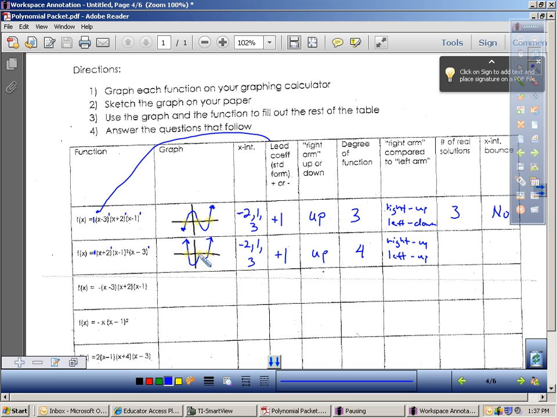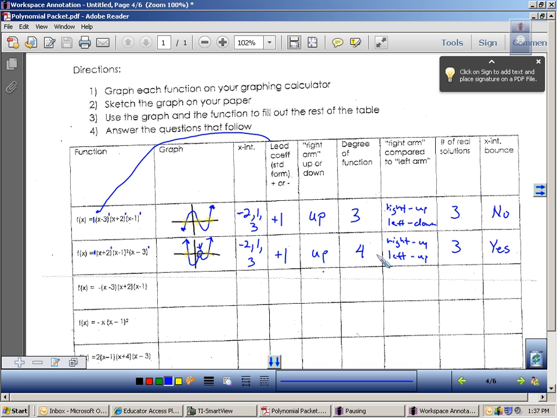This has 1, 2, 3 intercepts, so it has 3 solutions. And then finally, is there a bounce? Well, yes, right here. There's a bounce because this graph hits the x-axis and bounces off. So there is a bounce in this one.